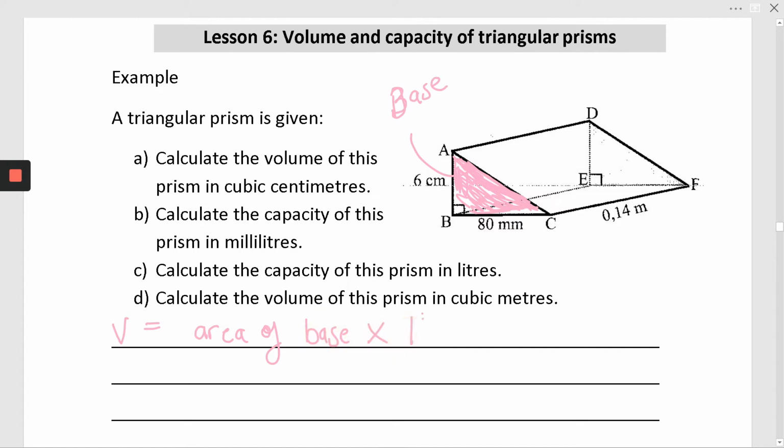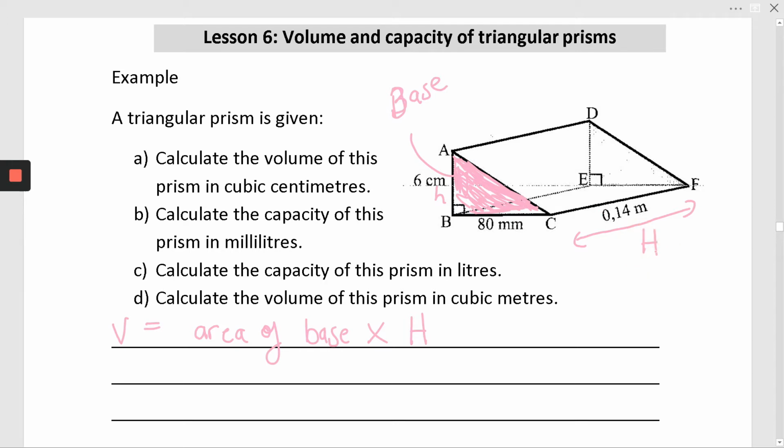All right. Okay, so my volume is going to be the area of the base multiplied by the big height of the prism. And here I'm using a big H to distinguish between the height of the prism, which is that amount, and the height of the little triangle, which is the 6 centimeter over there.